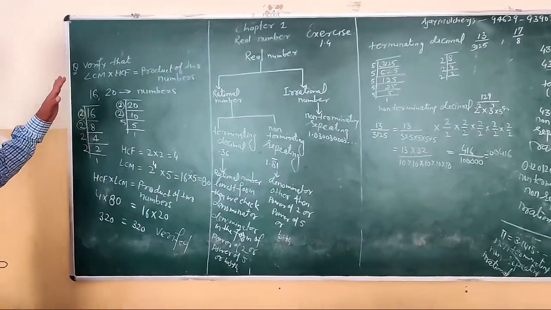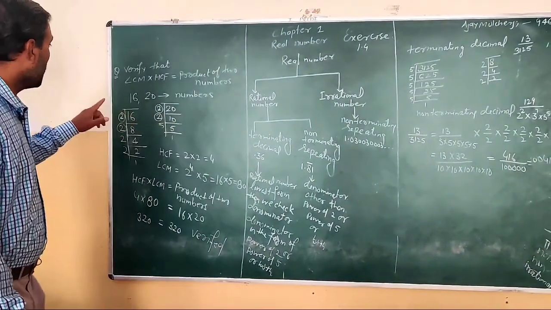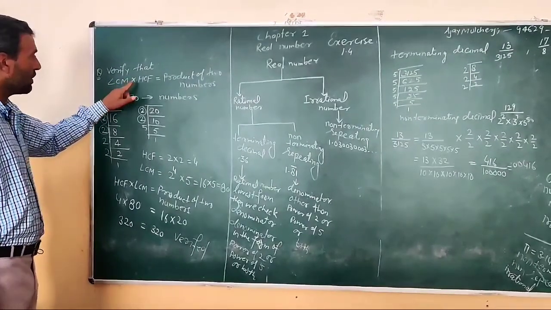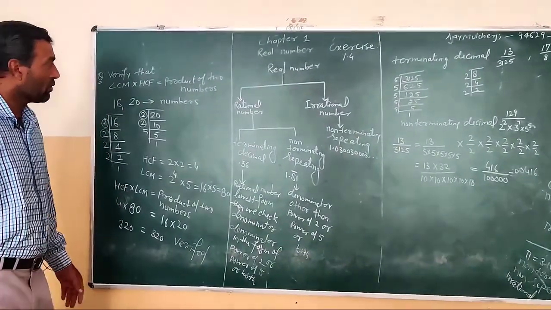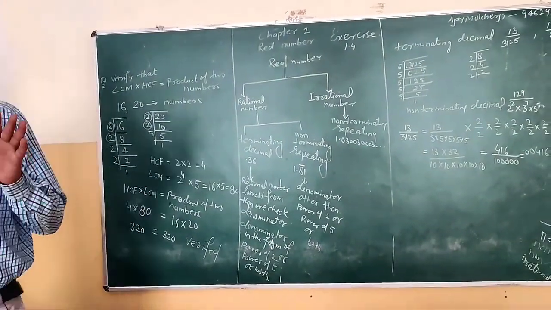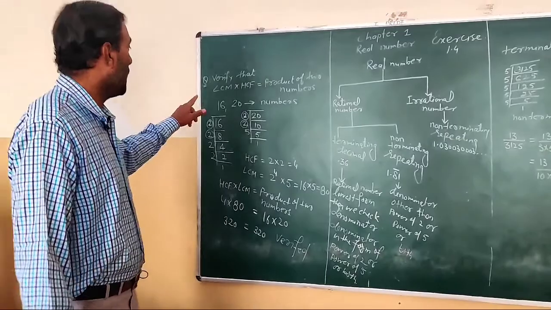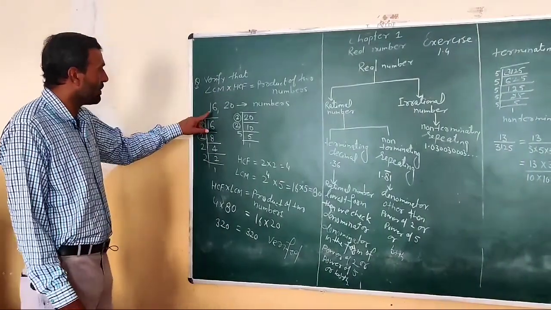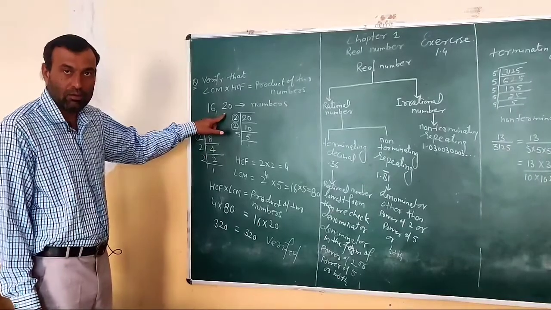This is our fourth video. In the second video, we already used the formula LCM into HCF is equal to the product of two numbers, and now we have to prove this formula: LCM into HCF is equal to the product of two numbers.